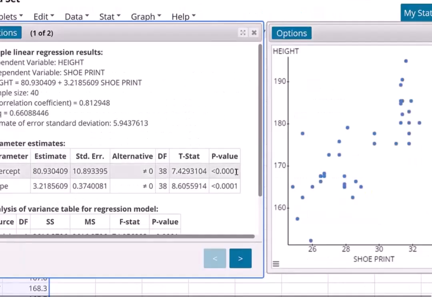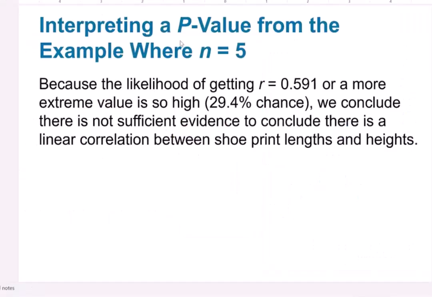But if we go to the one where we had 40 points and look at my p-value, it's less than 0.05, which means that it's very unlikely that this happened by chance. And look at my correlation coefficient. It got bigger, meaning it seemed to become more linear. And my p-value is very small, which means there's a very low chance that it happened by accident.